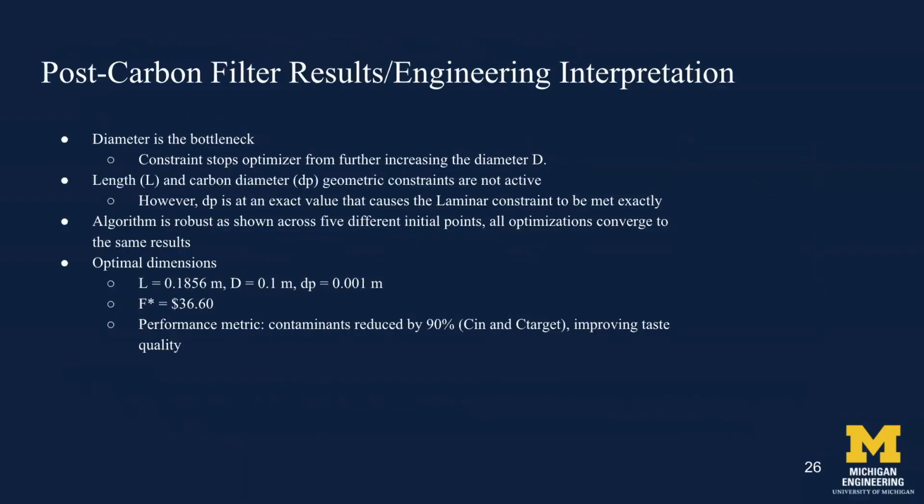Looking at our data, we can see that the diameter is the bottleneck, and this constraint stops the optimizer from further increasing it. As I previously stated, the L and DP constraints are not active, but the DP is at an exact value which makes the laminar constraint active. Again, the algorithm is robust and optimizations converge to the same results. The final optimal dimensions and resulting costs for this subsystem are as shown, while also reducing contaminants by 90%. Thank you.